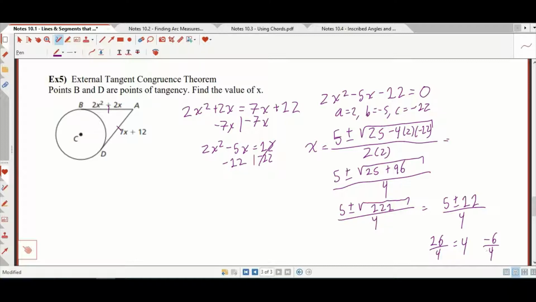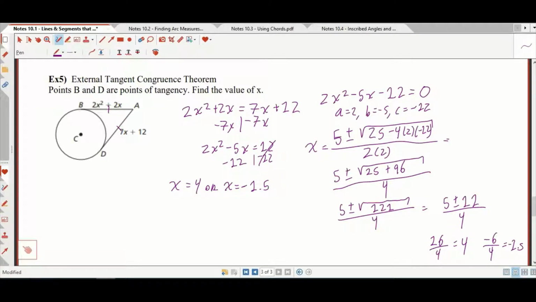Divided by 4 is negative 1.5. That is to say that x equals 4 or x equals negative 1.5. Now, I know what you're thinking. Don't we have to worry about sometimes one of those answers not working? And the answer is that's true.